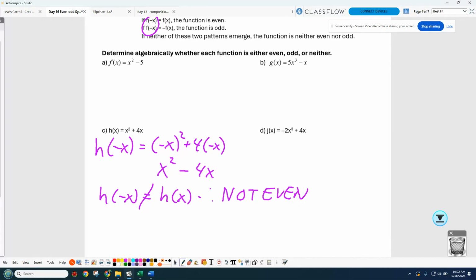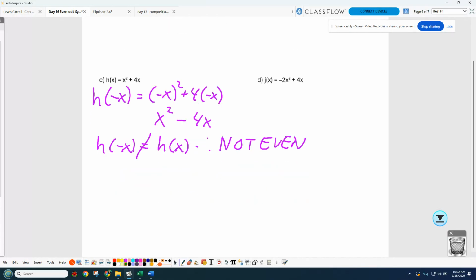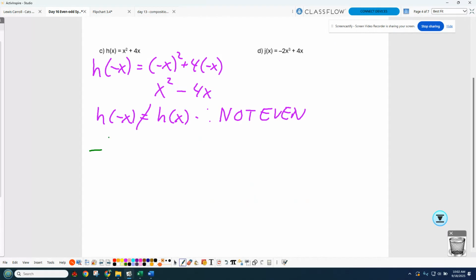Okay, so Arden, what do I need to check to see if maybe it's odd? I need the opposite of the original function, so I need to do the opposite of that. So when I distribute the negative, what do I get? I get negative x squared minus 4x.